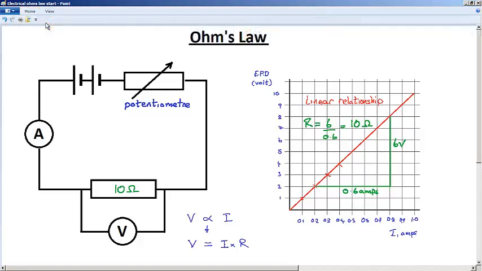What we've learned then is that the electrical potential difference across any resistor is proportional to the current that's flowing through it, and we can write that as Ohm's law, stating that the electrical potential difference across a resistor is equal to the current flowing through it multiplied by the resistance.